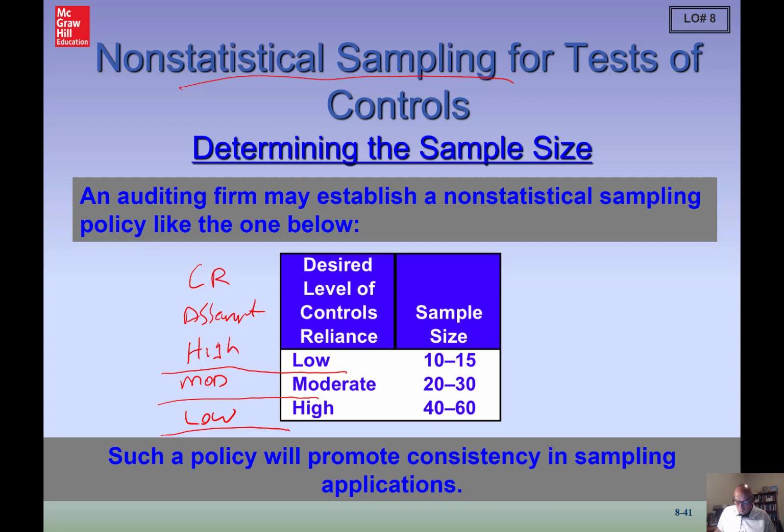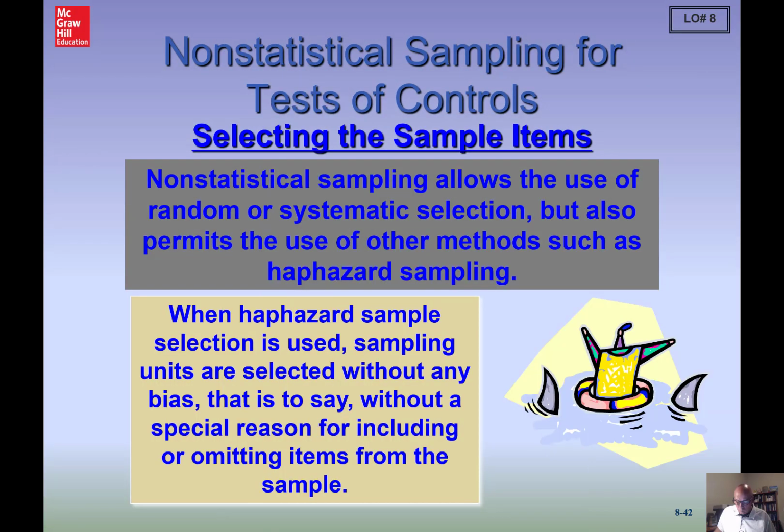okay, can we rely on the control? Okay, we're 95% certain that this control has the level of operating effectiveness that we're looking for. We can't quantify any of that if we don't use statistical. We're talking about non-statistical sampling, okay?